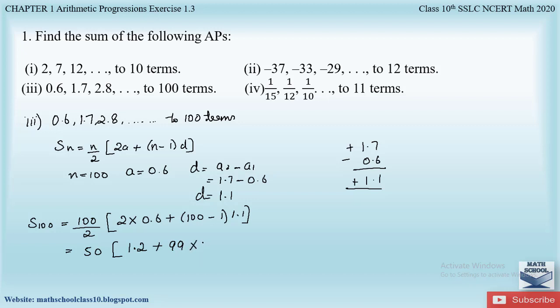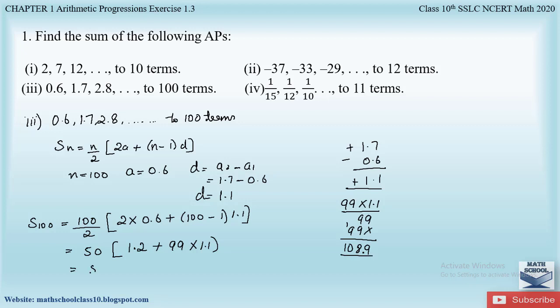99 into 1.1. So what is 99 into 1.1? Well, let us multiply. 1 9 is 9, 1 9 is 9, and 1 9 is 9 and 1 9 is 9. So 9 plus 9 is 18, carry 1. So 9 plus 1 is 10. One digit decimal point will come, so it is 108.9.